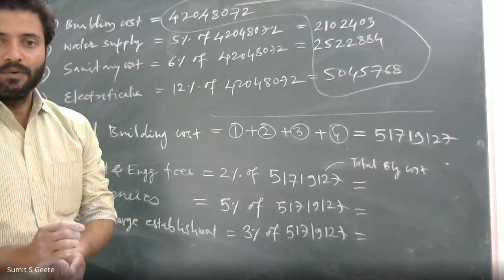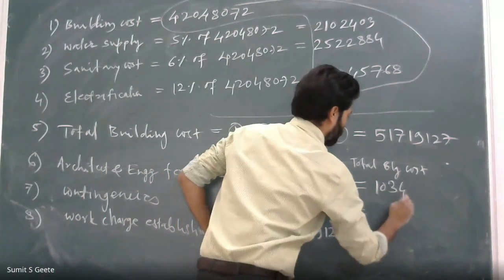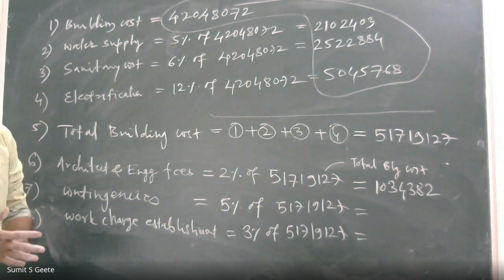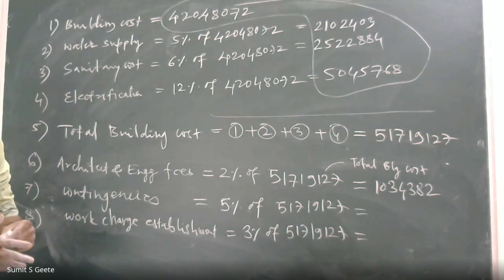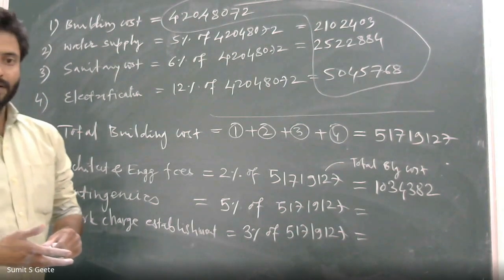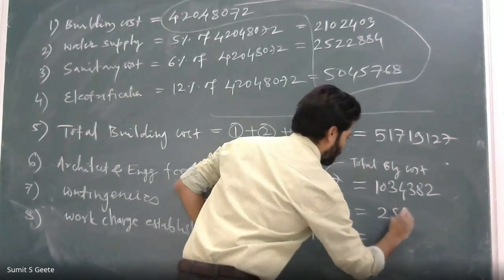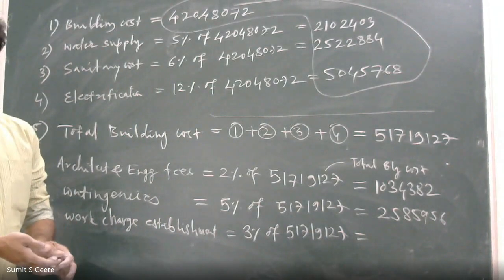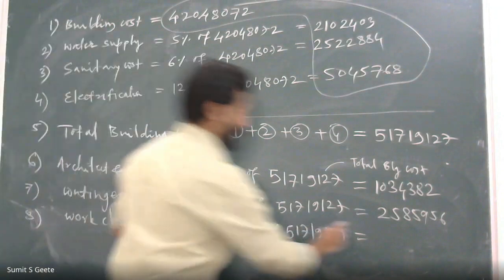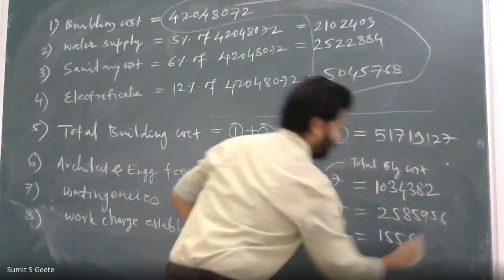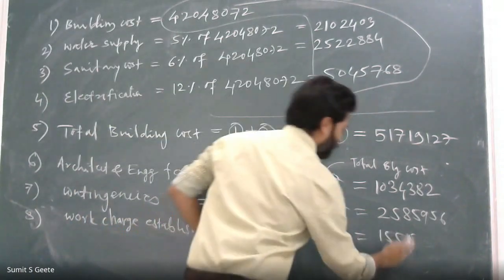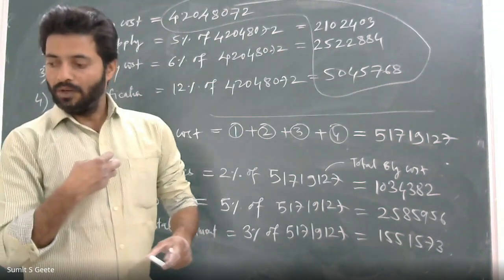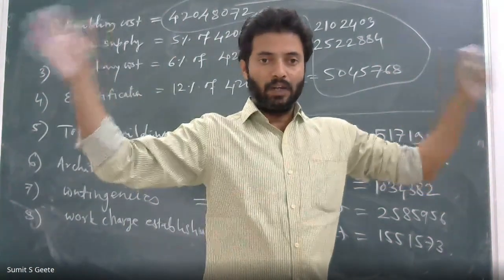So 1034382. Okay. Two 5956, 2585956. Next 1551573. Right? So what I want is the preliminary estimate of my project.